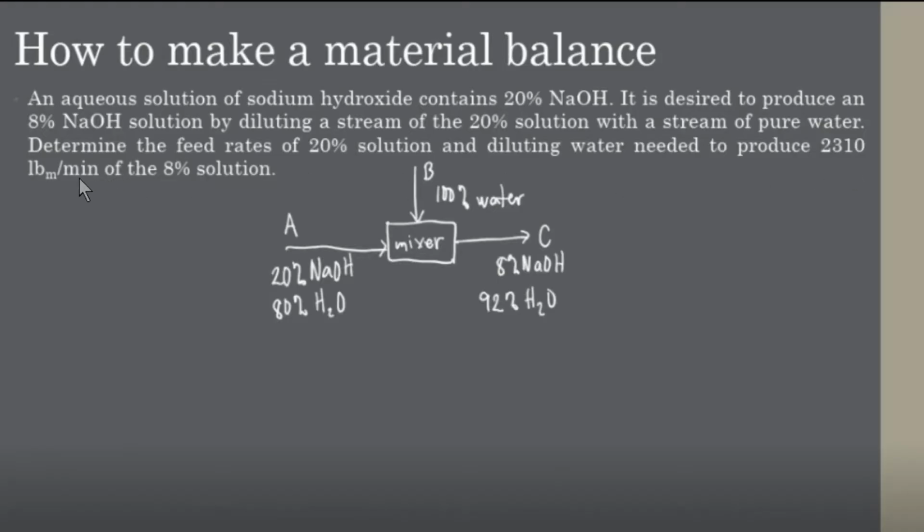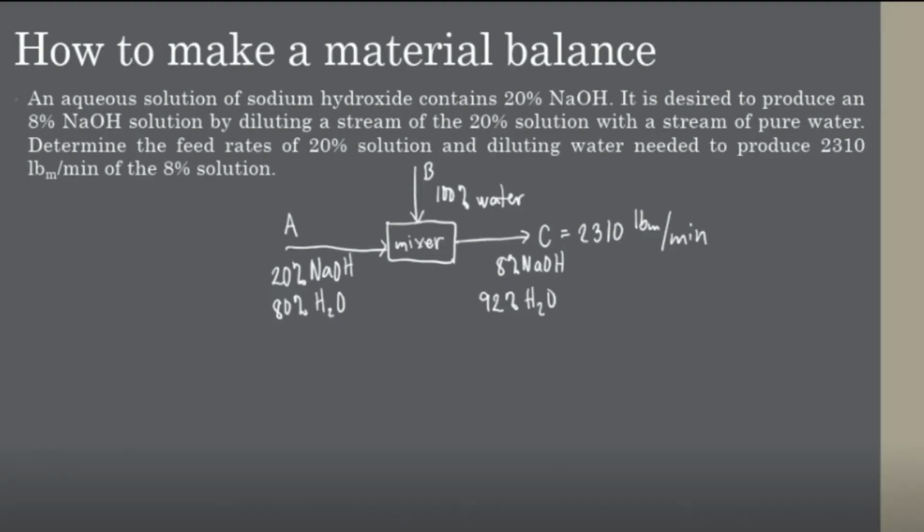And this mass flow rate pertains to the flow of the product. It was specified that it is for the 8% solution. So we say here that our stream C has a mass flow rate of 2310 pound mass per minute. And that is our complete diagram. Always make sure that your entire problem is represented in the diagram.